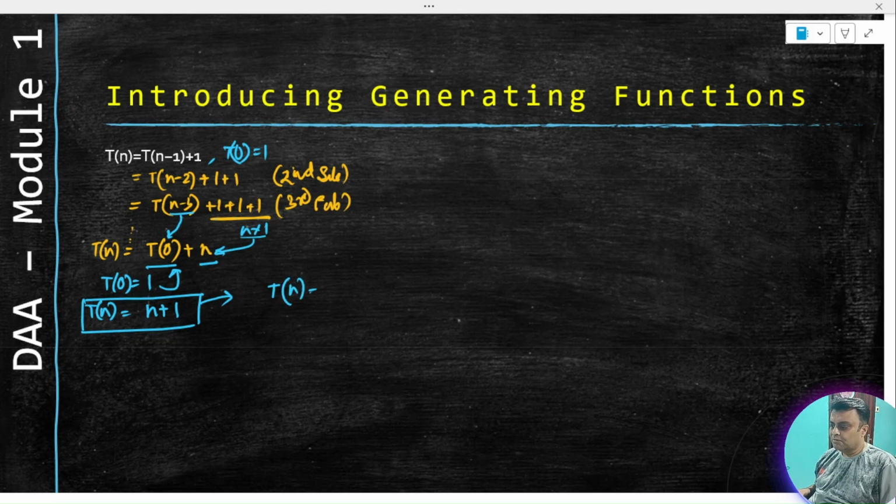Therefore, Tn we can write in terms of time complexity as theta of n. So this is something we had already learned in the previous lecture. Right now, this Tn equal to n plus 1, can we somehow solve the entire sequence together without expanding one term at a time? That means we expanded first this term, then we expanded this term, then we expanded the next term, then we calculated the last term.